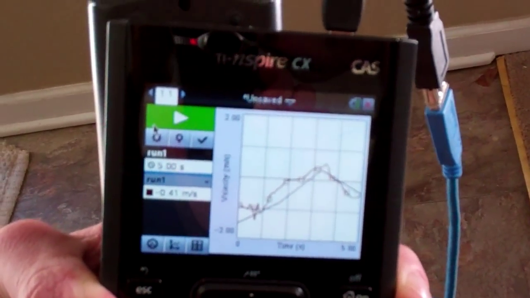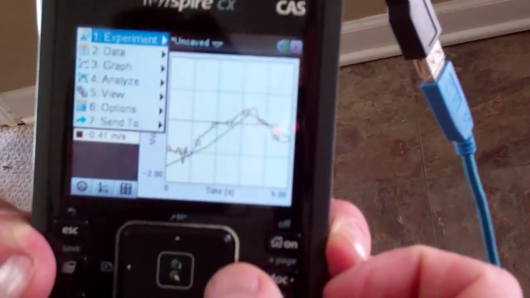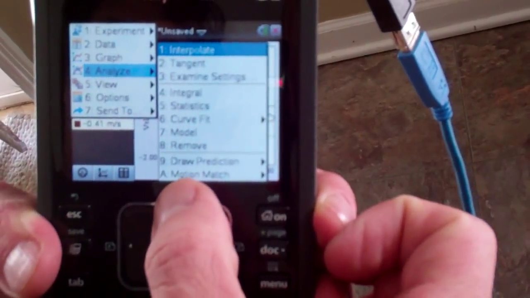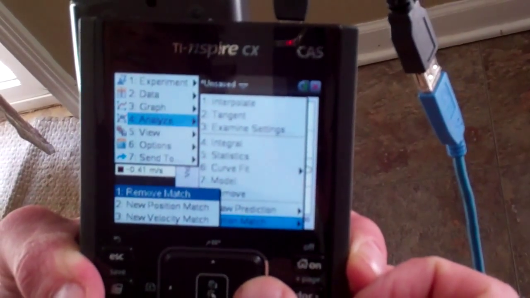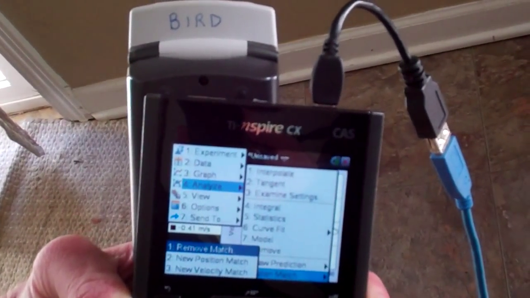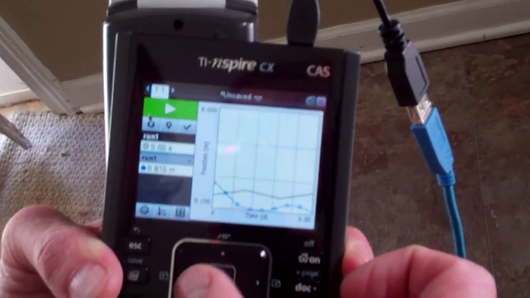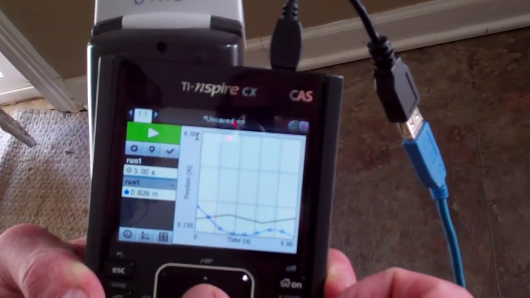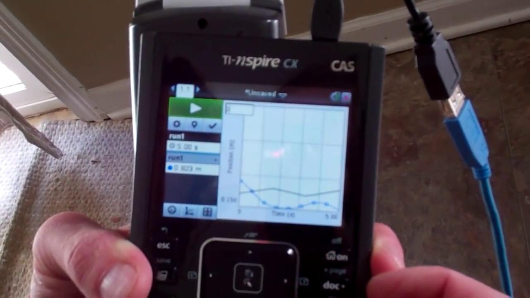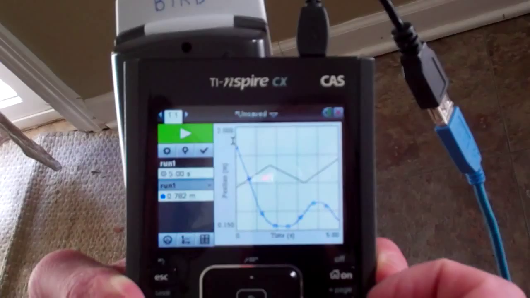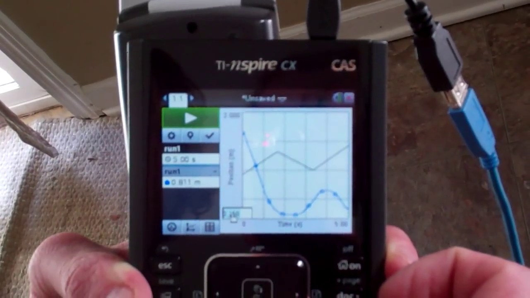So yeah, it's a little rougher than if we did menu analyze. Up one to motion match, and then there's that new position match. Let's do position match. Those are oftentimes a lot easier. However, as of lately, it's convenient to say 2 meters and make this about 1 meter.